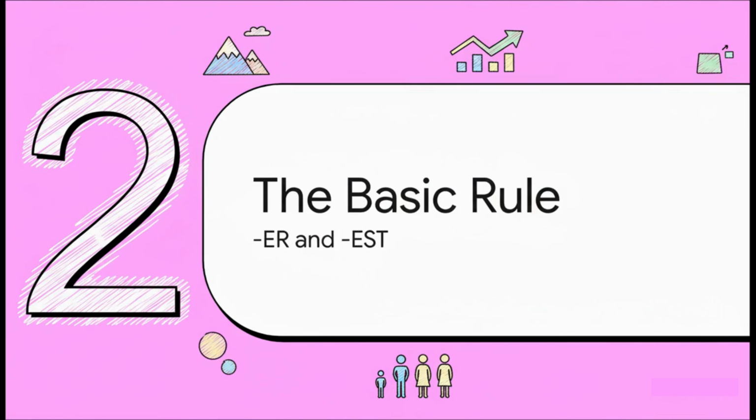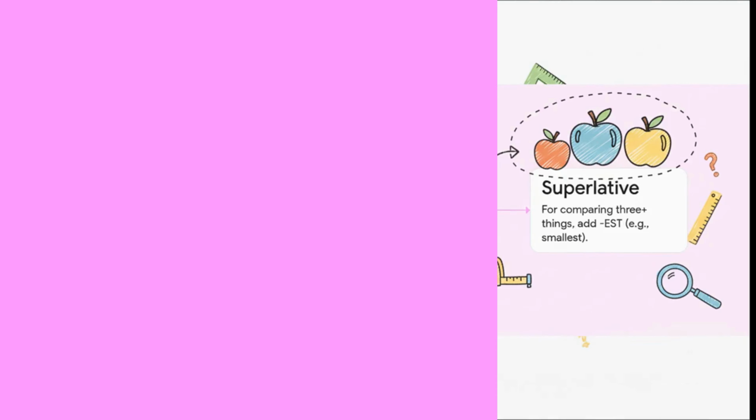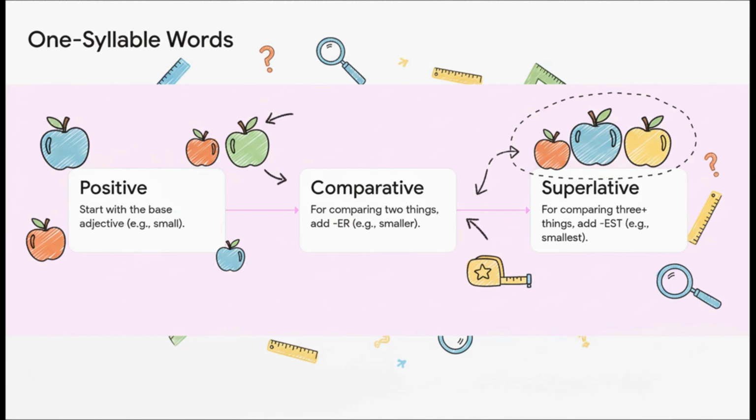Okay, so now we know what they are, but how do we actually make these words? Let's start with the most common rule, the one you're going to use all the time. This is for all the short and simple words. It's actually super easy. You take a short word, one with just one syllable, like small. To make it comparative, you just add ER. Boom, smaller. And for the superlative, you just add EST, and you get smallest. Seriously, for most short words, that's the whole trick.